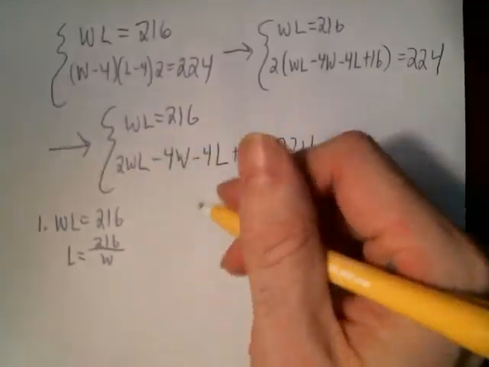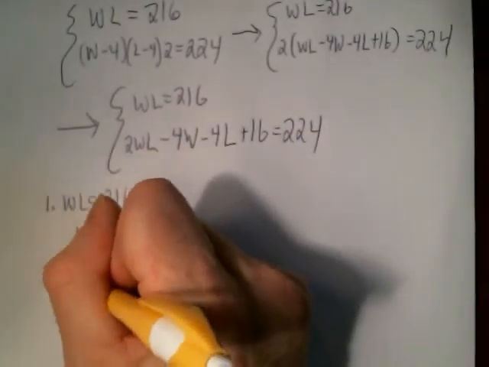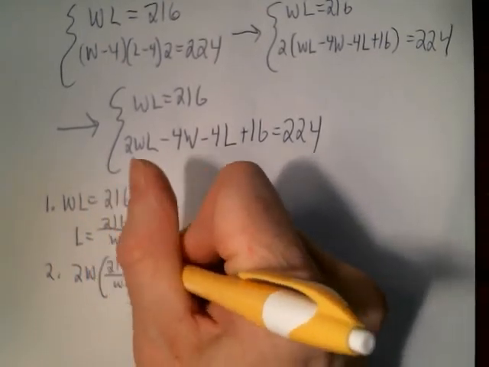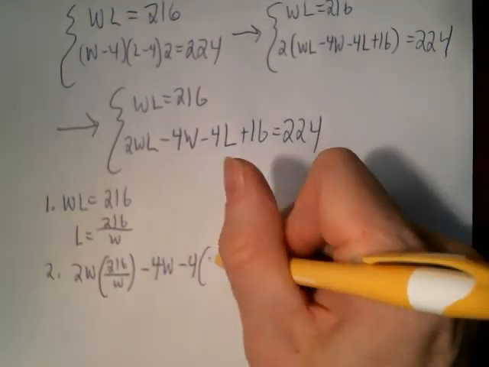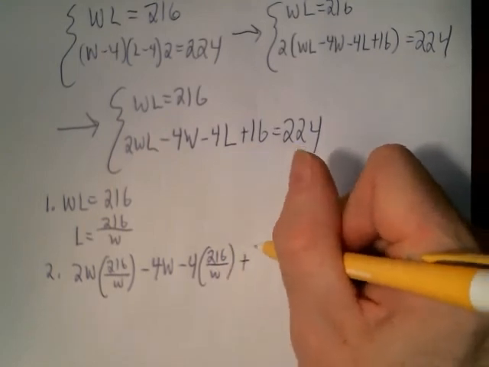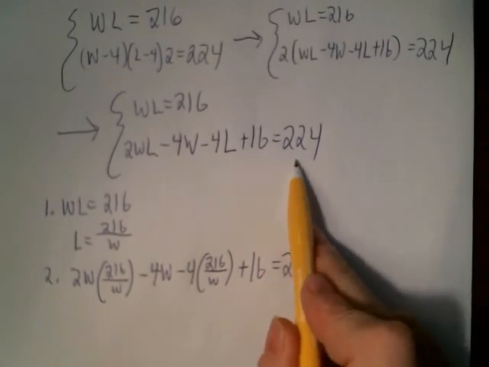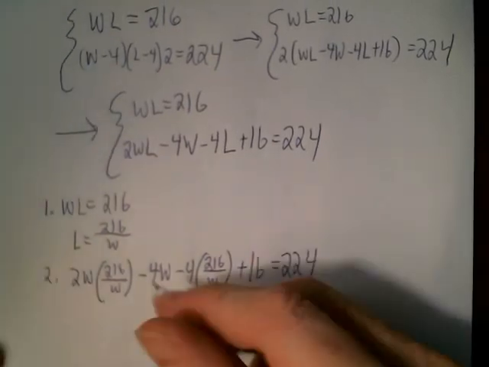Okay, so here we go. Step 2. I'm going 2 times W times L, which is 216 over W, minus 4W minus 4 times 216 over W plus 16 equals 224. Now maybe I should have combined these together, right? Okay, let's see what we get.